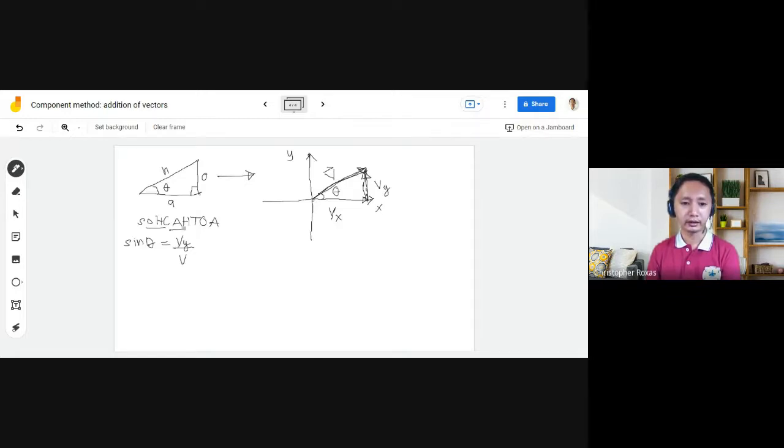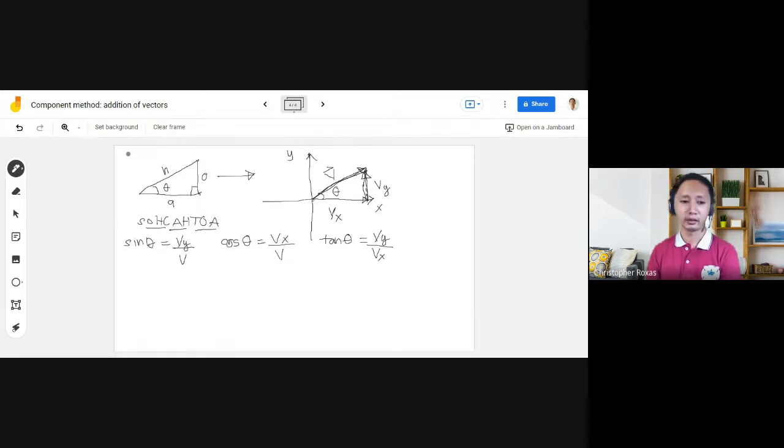Then the next part, CAH. Cosine theta is equal to adjacent over hypotenuse. So the adjacent side is v sub x, the hypotenuse is v. And the third part, TOA. Tangent theta is equal to opposite over adjacent. So you have v sub y over v sub x. So these three formulas will be very useful to us.